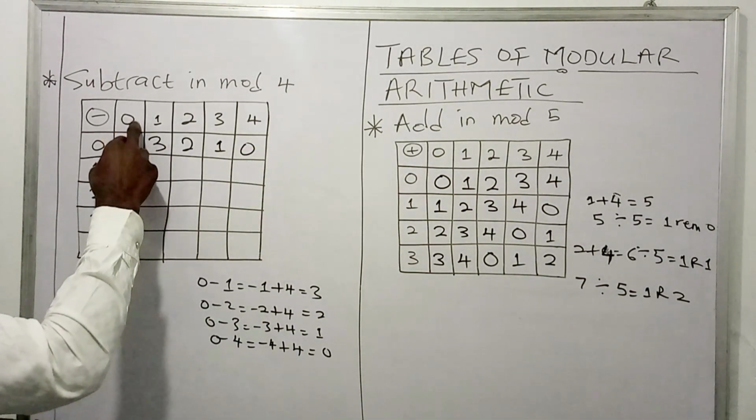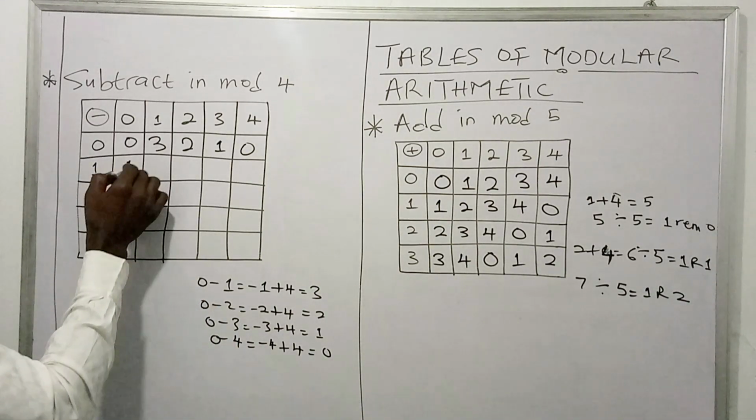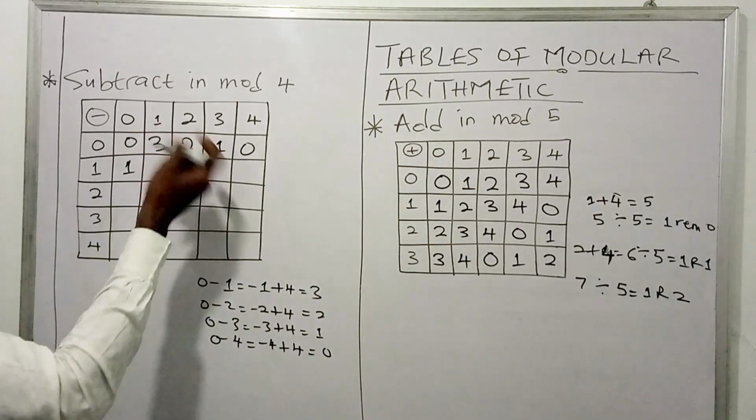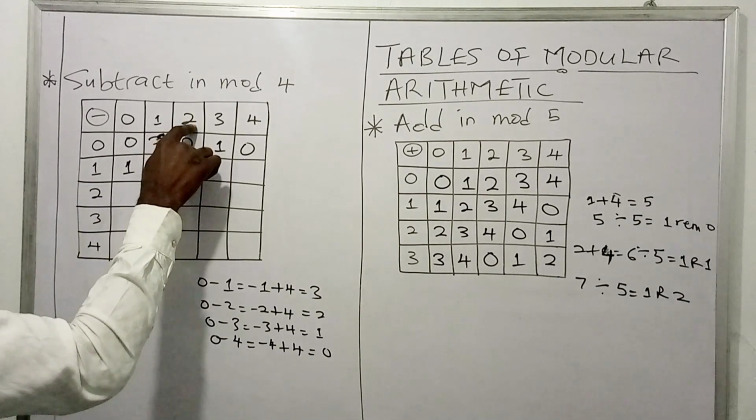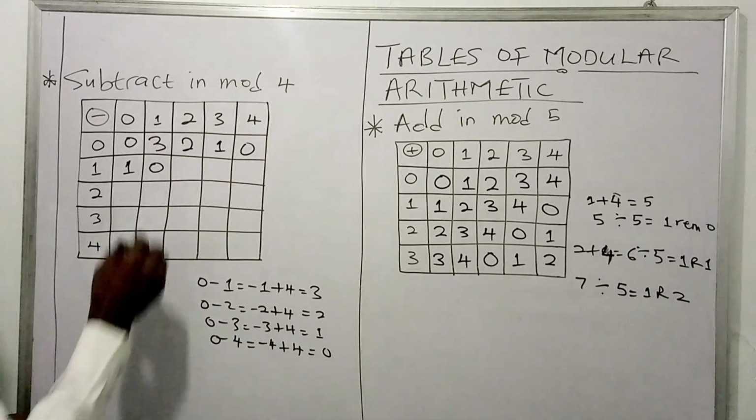1 minus 0, that's 1. That's a positive difference, so you place the 1 there. 1 minus 1, that's 0. 1 minus 2, that will give you minus 1. Then you add 4 to it, that will give you positive 3.